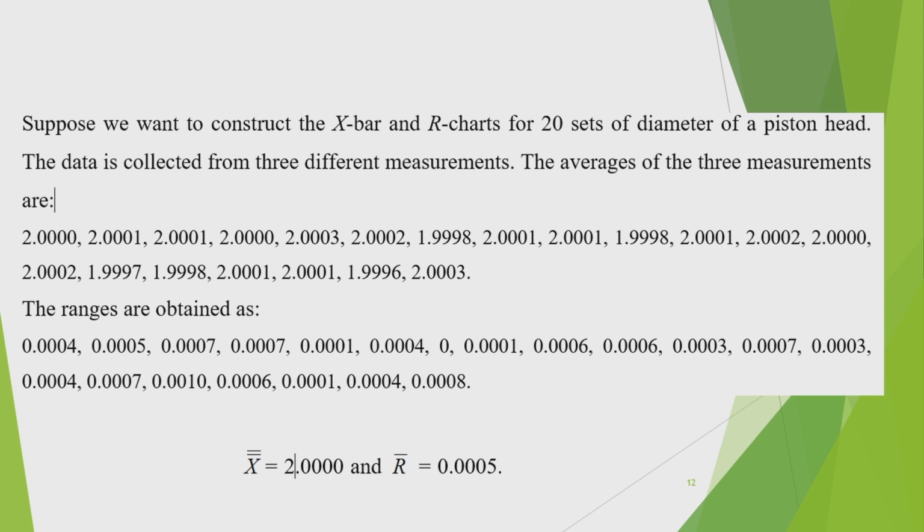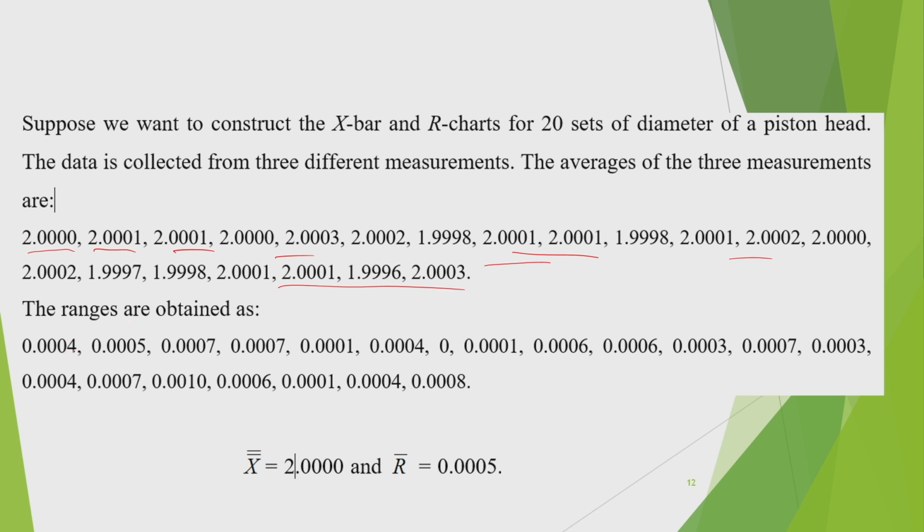Okay. So suppose we want to construct the X bar and R chart for 20 sets of diameter of a piston head. The data is collected from 3 different measurements. Suppose this is the average of 3 measurements. These are the averages of 3 measurements, and like that we have 20 sets of diameter. These are the 20 quantities. So in total I have done 60 measurements.